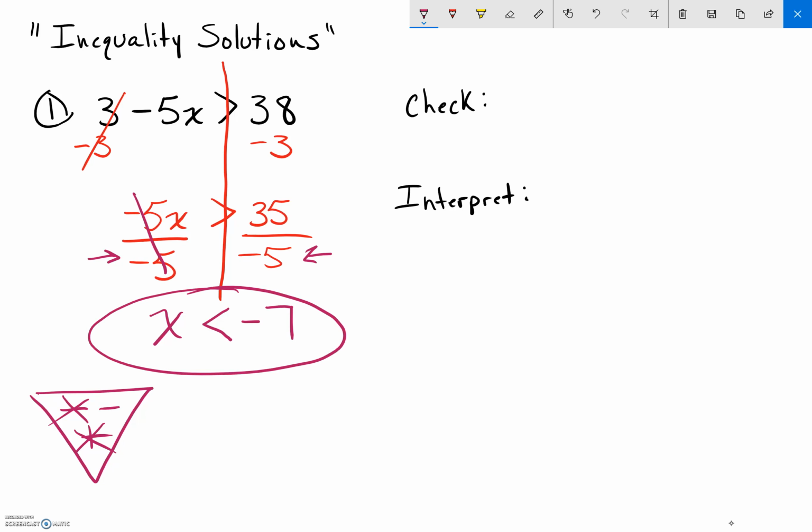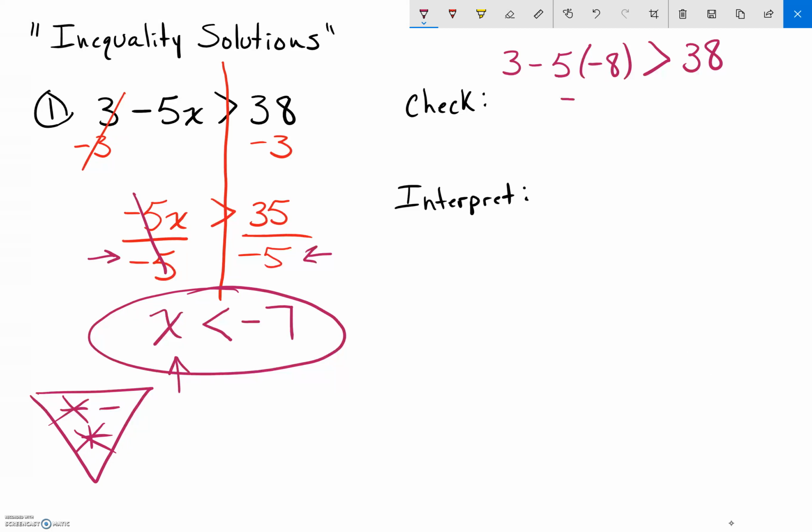We're going to check that. So we're going to pick a number that is less than negative 7. So if you look at the number line, I'm going to pick negative 8. And I'm going to plug it into the original inequality. 3 minus 5 times negative 8, because it's less than negative 7, should be greater than 38. If it is, we know we're right. So let's solve it out.